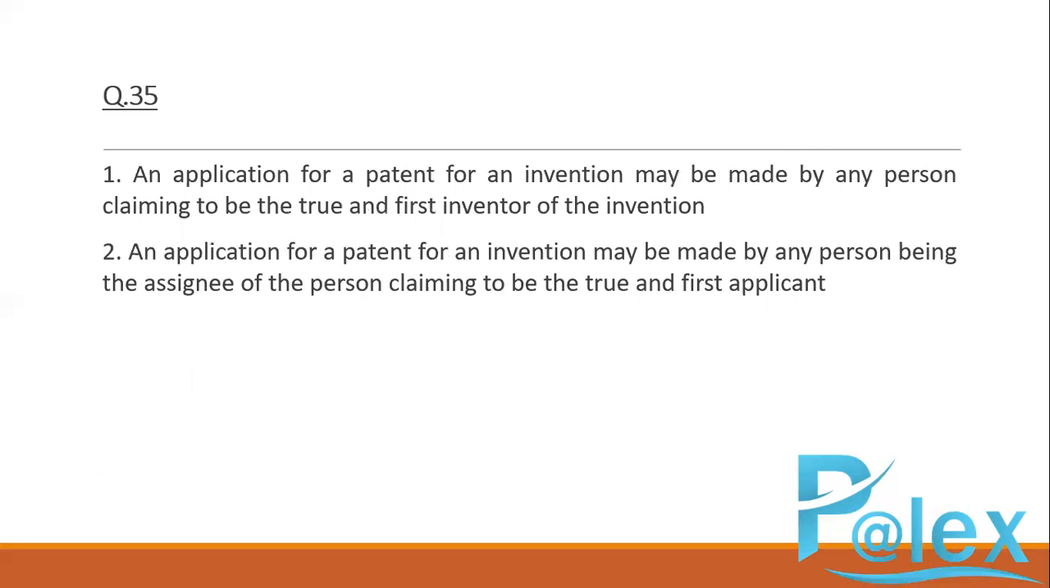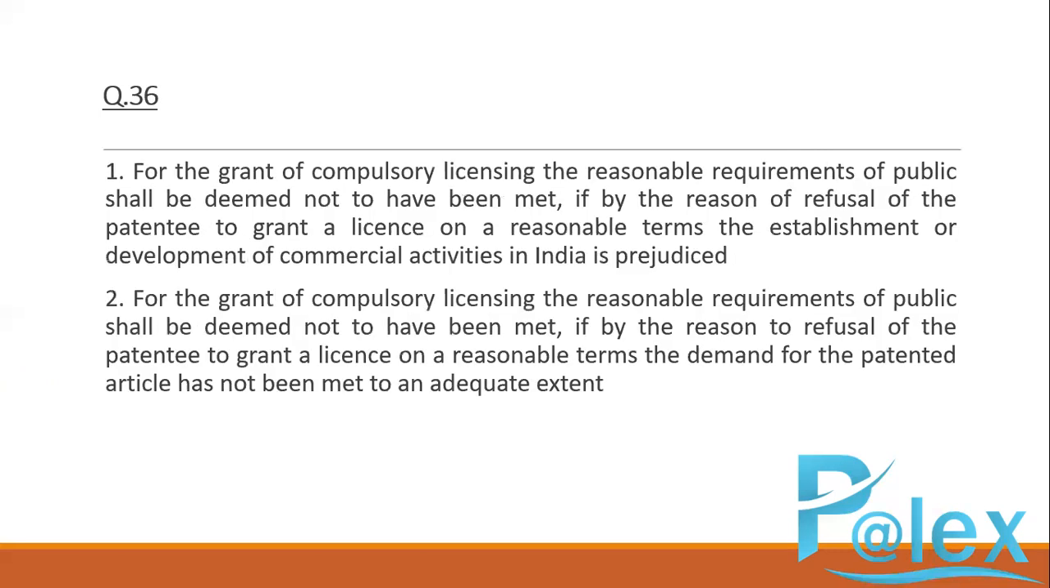Question 35. Application for a patent for an invention may be made by any person claiming to be the first and true inventor. This is a true statement. Application for a patent may be made by any person being the assignee of the person claiming to be the true and first applicant. The true and first inventor has to be there. So the second statement is false. First statement is true.